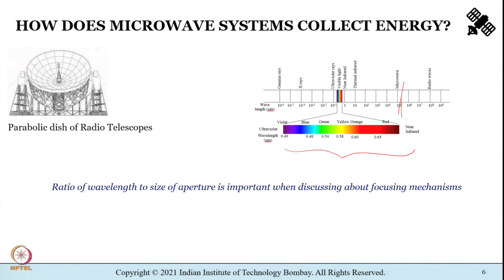And when sensors operate in the microwave region, on board platforms like aircraft and satellites, the size as well as the weight are important. We need to think about different mechanisms for focusing microwaves. With microwave systems, they collect energy from many directions, and then they are most sensitive to signals from a small range of angles.